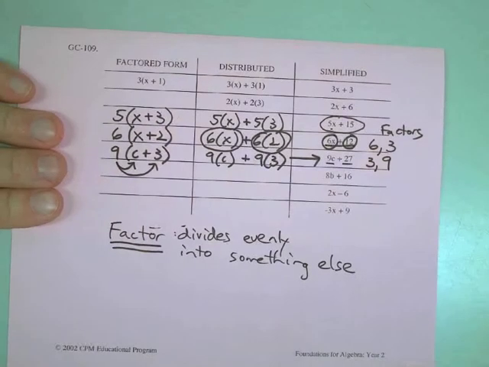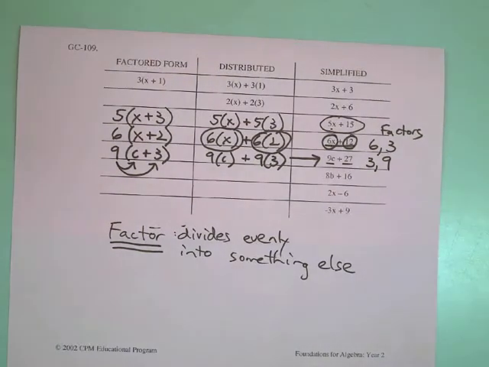That's that. There are 3 examples for you of how to work backwards from simplified form to writing it correctly in both factored and distributed form.